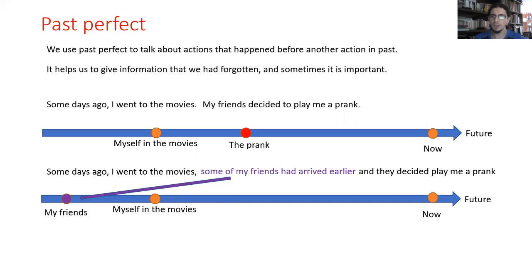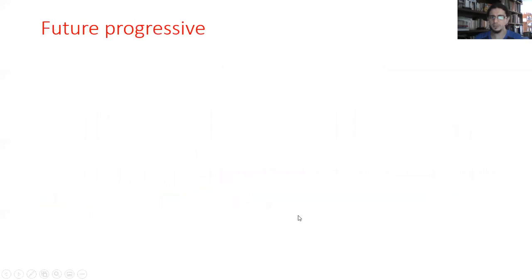plan a prank. So in this example, I place the prank right here, but the prank could be here in the middle or here or maybe later. We don't know exactly where the prank is. But what we really know is that they arrived before, and these really bad friends decided to play that prank before I arrived. So this happened before. Even though it was written later, no, some days ago I went to the movies, this action actually happened before, okay? So I'm going to give you these 3 examples.